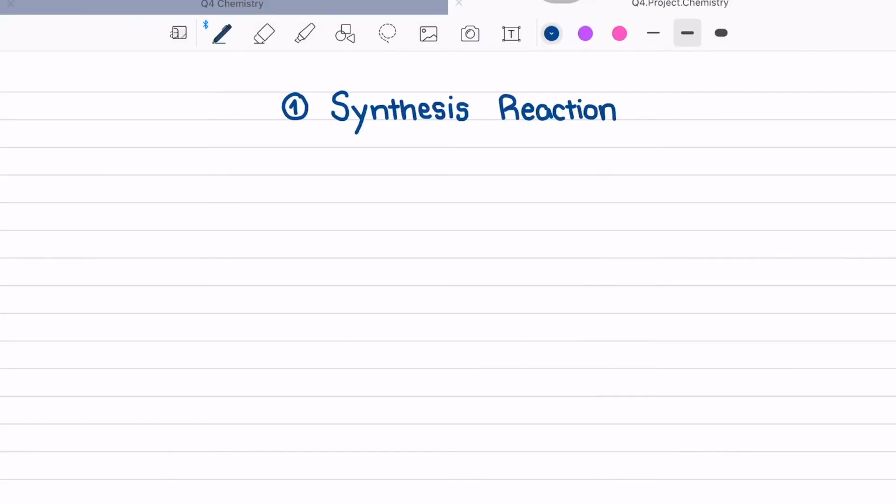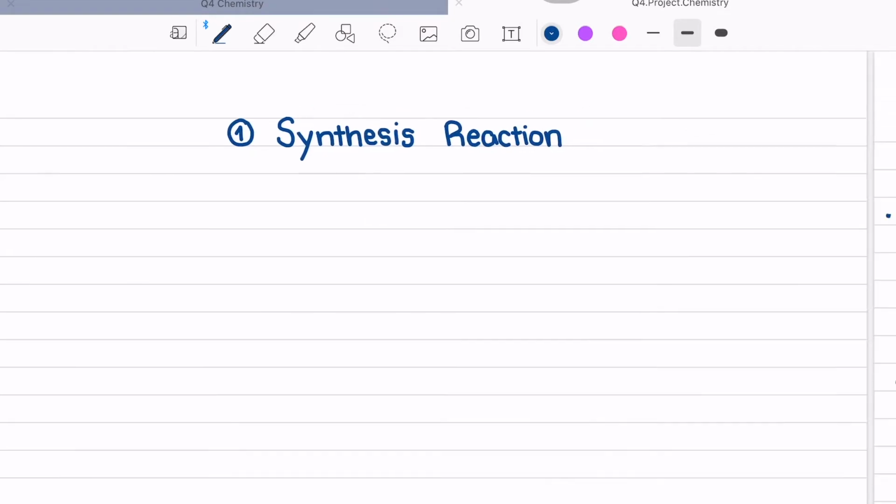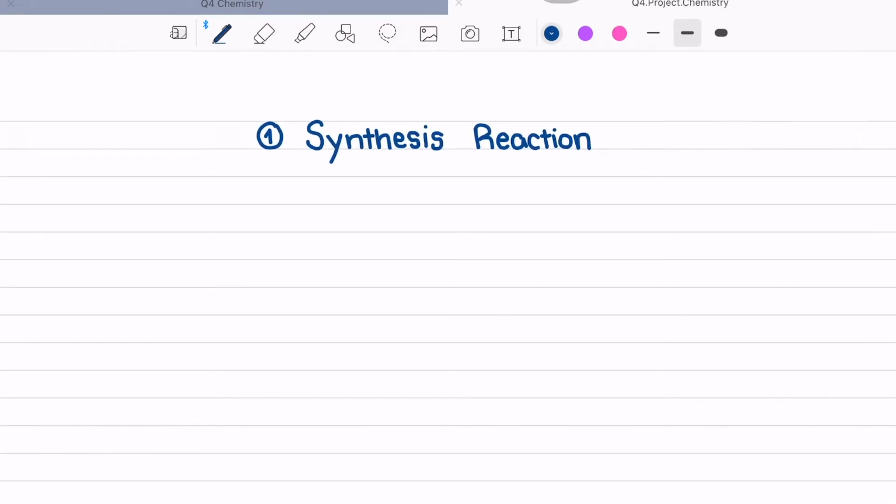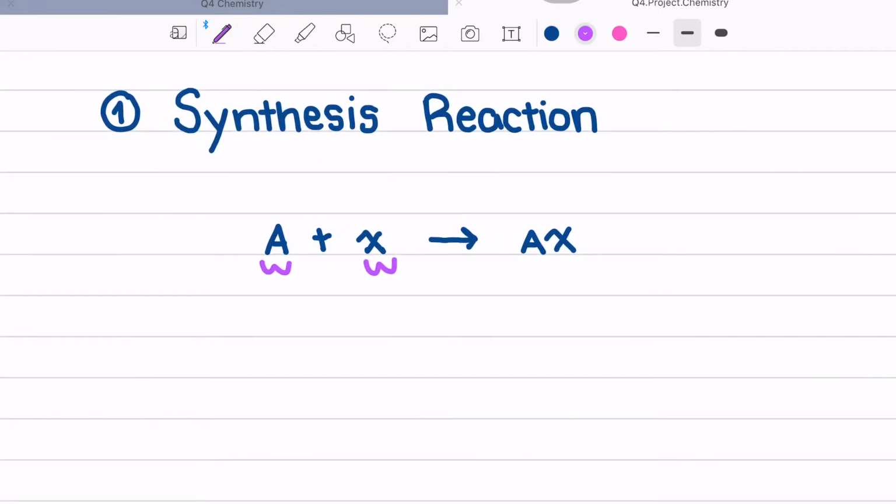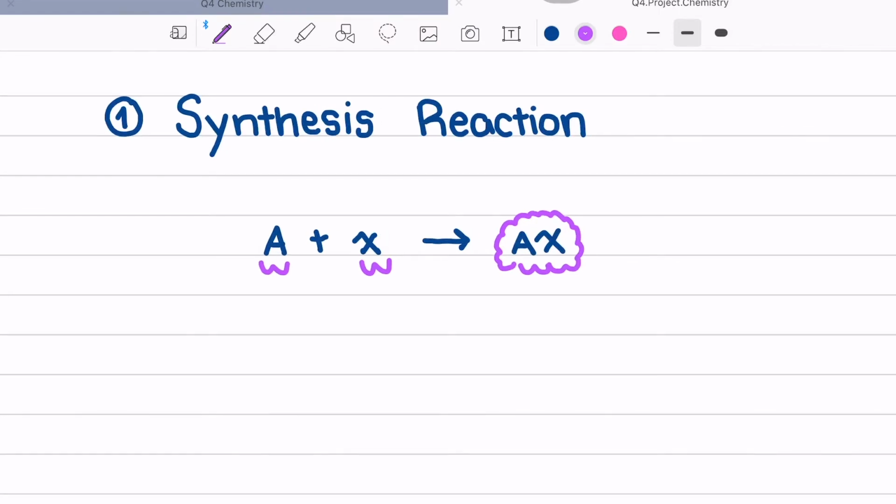So the first reaction is synthesis reaction. In this reaction, 2 or more substances will combine to form a new compound. So here's a formula. A plus X produce AX. At the reactant side, when A and X are still alone, they are called simple substances. But then when they combine together to form AX, it will become a complex substance. So in this reaction, simple substances will combine together to form a complex substance.